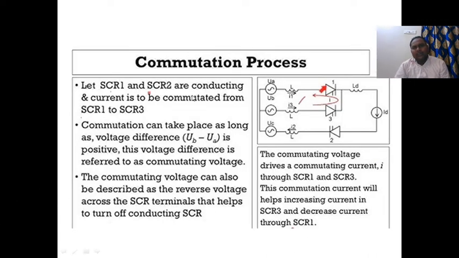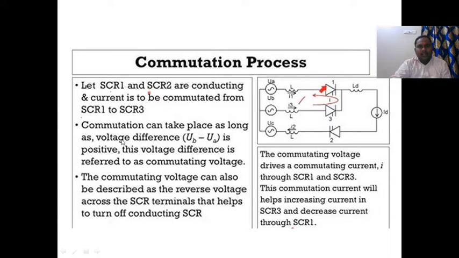So what is meant by the commutation process? The commutation process is the transfer of current from one thyristor to another thyristor. The commutation process is very important in any circuit. How to transfer the current from one thyristor to another thyristor, that is the commutation process. Let SCR1 and SCR2 be conducting, and the current is to be commutated from SCR1 to SCR3. So the current is transferred from 1 to 3.